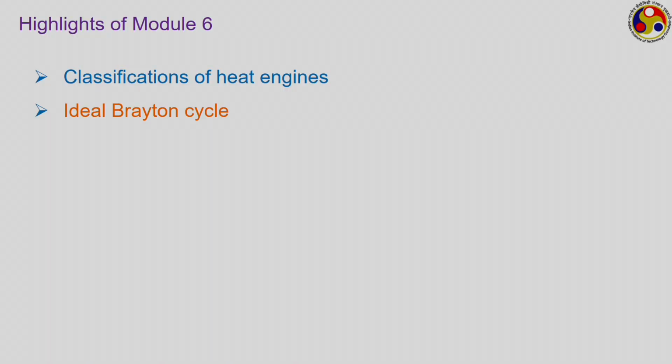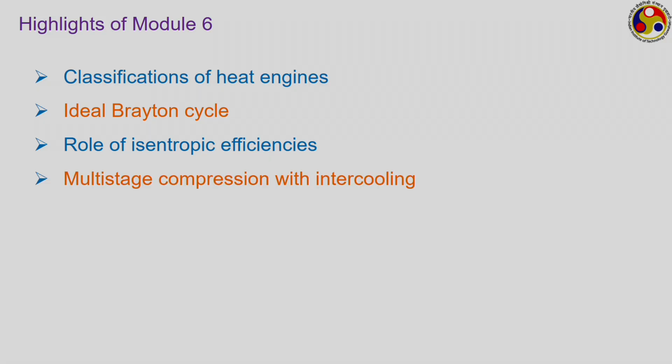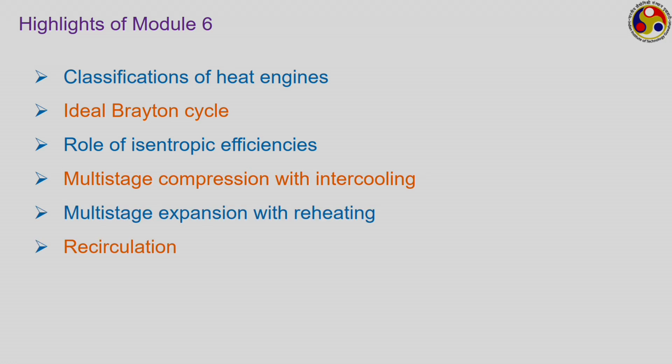We started with the classification of heat engines, particularly the reciprocating and rotary types of heat engines. Then we introduced the ideal Brayton or Joule cycle, which is the ideal cycle for gas turbines. We discussed the role of isentropic efficiencies for both the turbine and compressor for the Brayton cycle. Then we discussed three different ways of improving the performance of the ideal Brayton cycle. First is multistage compression with intercooling, then multistage expansion with reheating, and third is recirculation or regeneration.